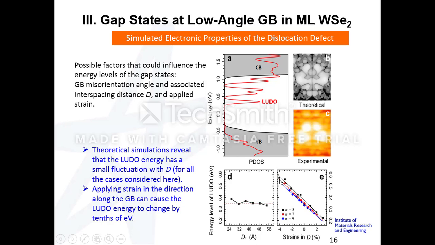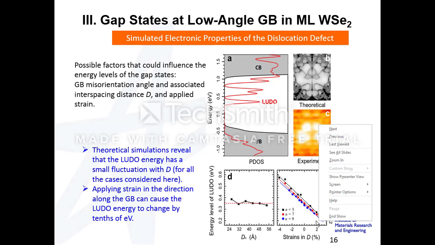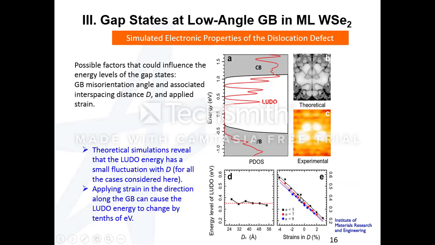So indeed we see the strain can change the energy level of the DOOD. As shown here, we apply a strain for different cases with different speed. This is the intersection between the dislocation core. So we can see the energy level decreases with the strain. And for these three cases, we consider the slopes are quite close. The slopes are almost the same.